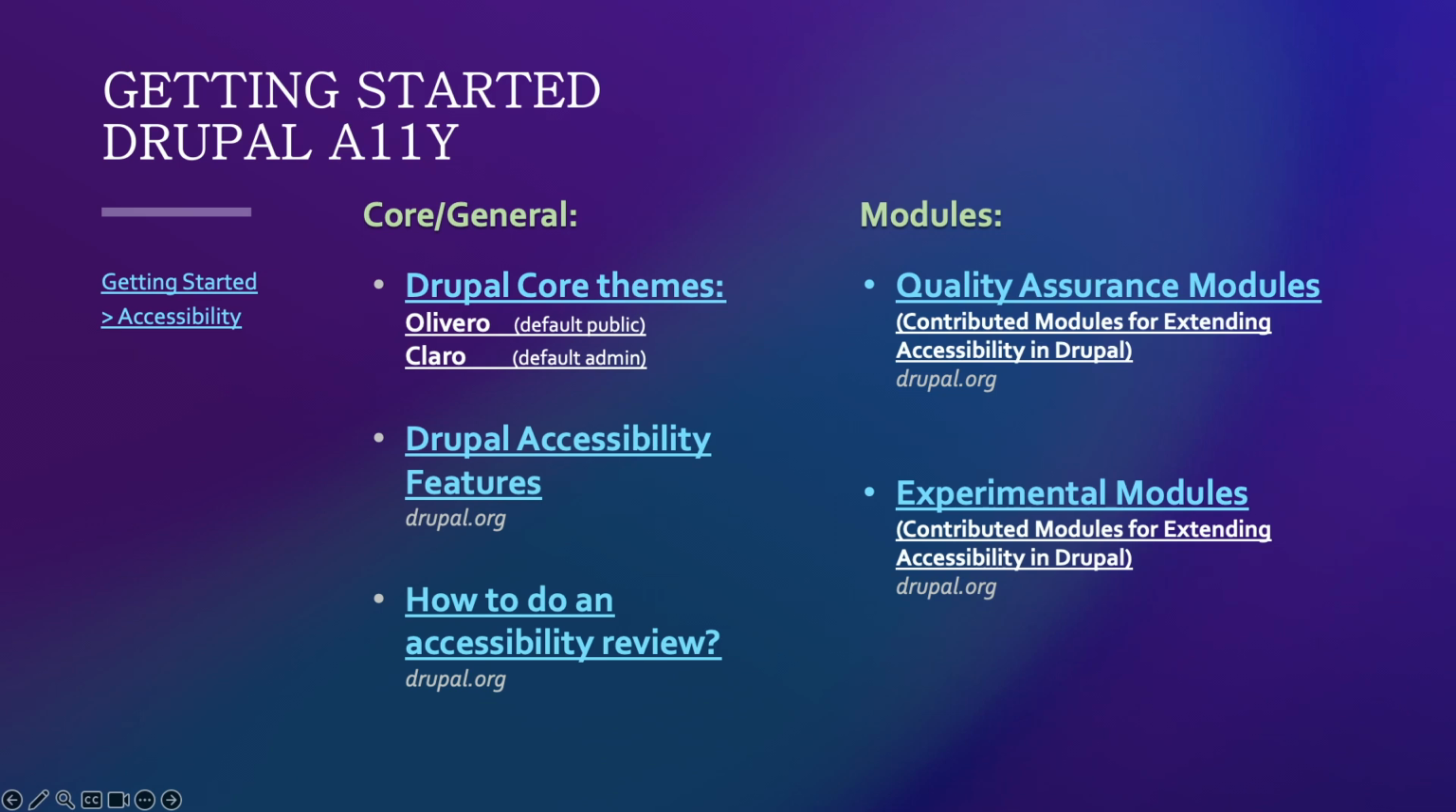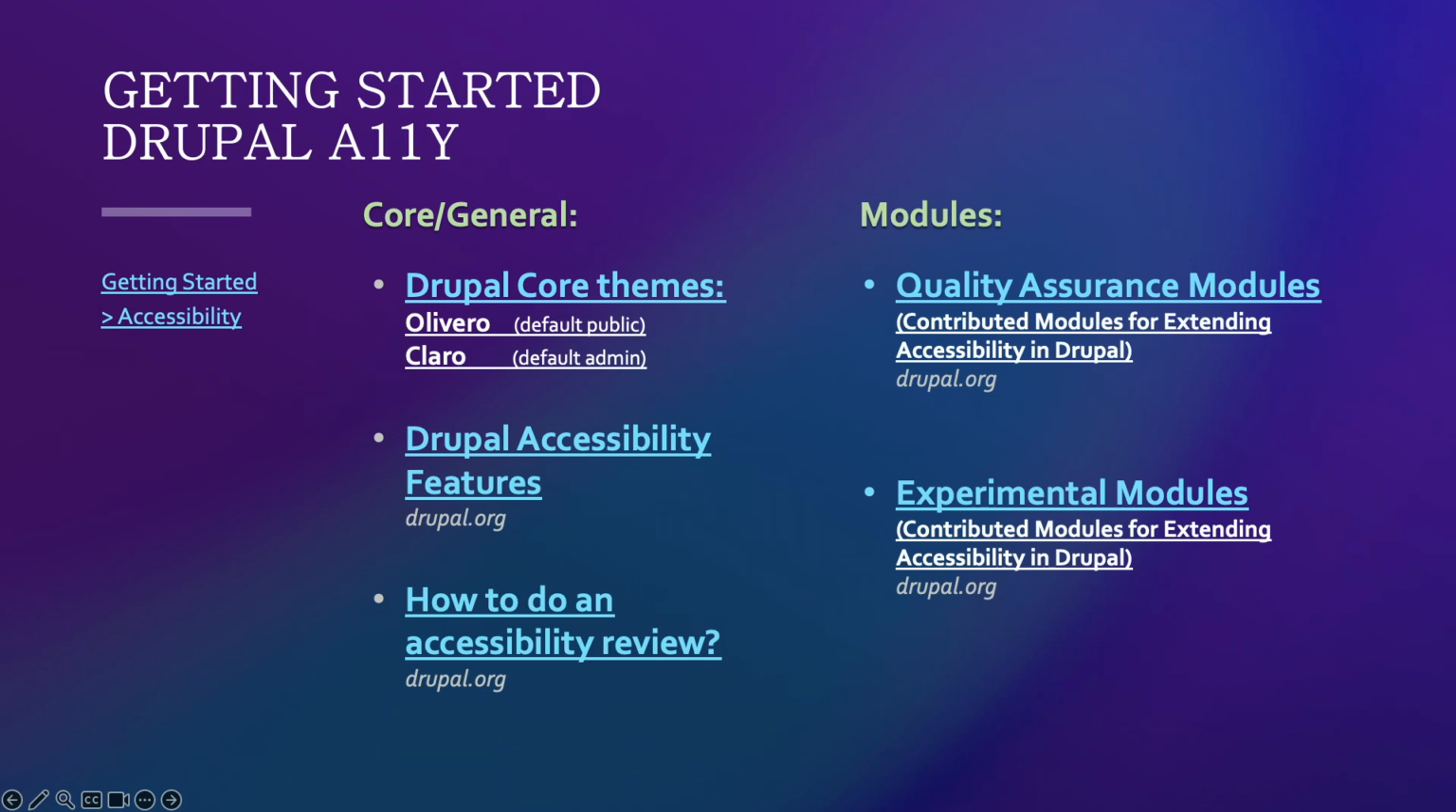And now Drupal. Drupal is fun when it comes to accessibility. So the Drupal core themes, those are accessible, and they are very nice. Olivero, the default public theme, and Claro, the default admin theme. I did not test Gin, but I think it is. But yeah, Claro is definitely.